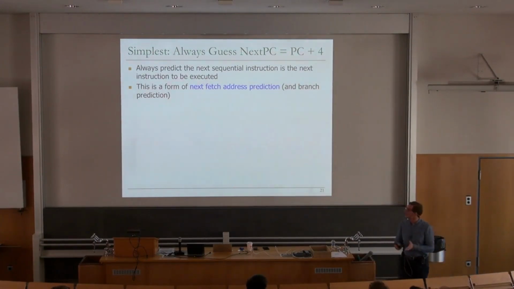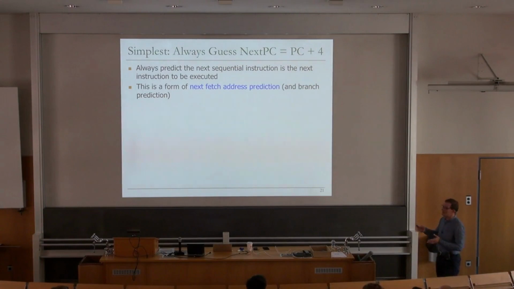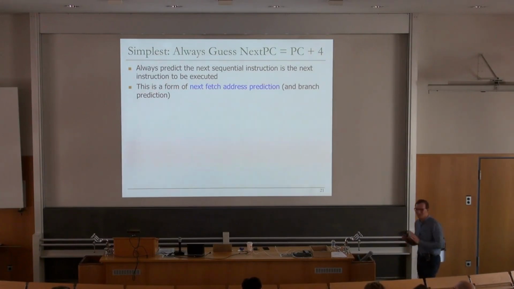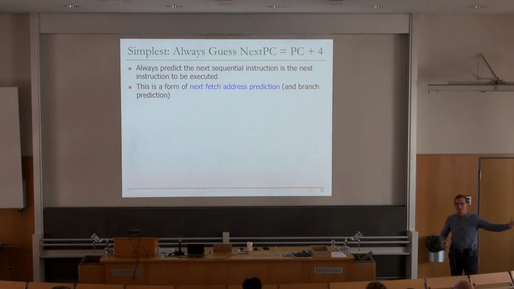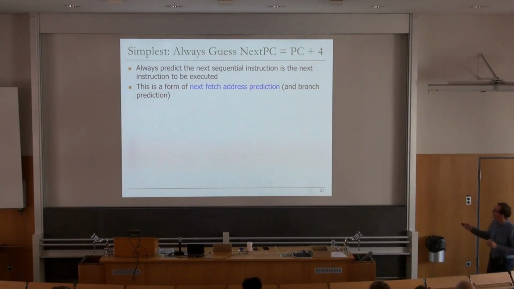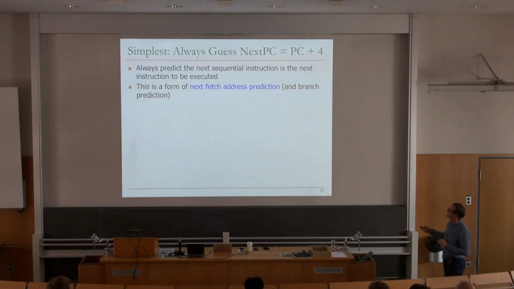So how do we do this fetch? Let's start with the simplest mechanism. Simplest mechanism is always guessing next PC equals PC plus 4. At this point, I'm going to assume that you know the size of the instruction that you're fetching, or you're accurately predicting it, which you could by consulting a separate table, right? A separate table basically tells you the size, because it's assuming you've decoded the instruction previously. We're going to talk about that also. But assume that the size is known, 4, let's say. You always predict the next sequential instruction to be the next instruction to be executed. And this is actually next fetch address prediction. This is a form of branch prediction.